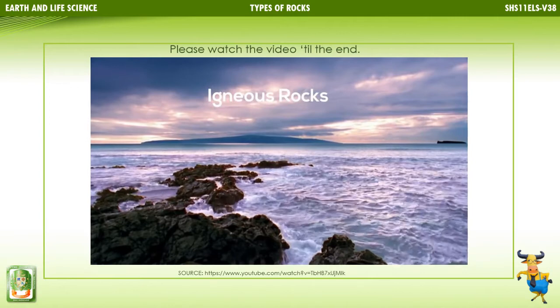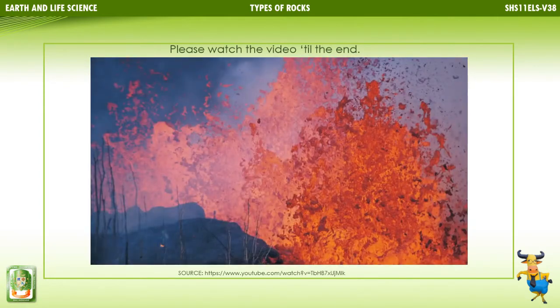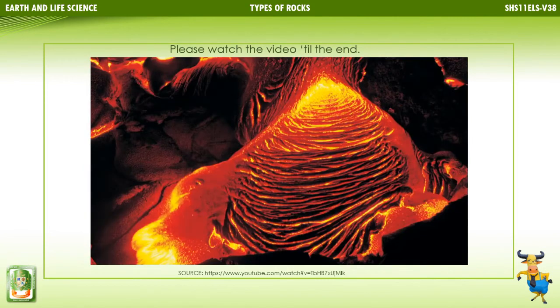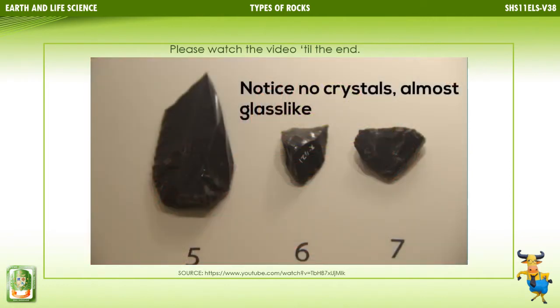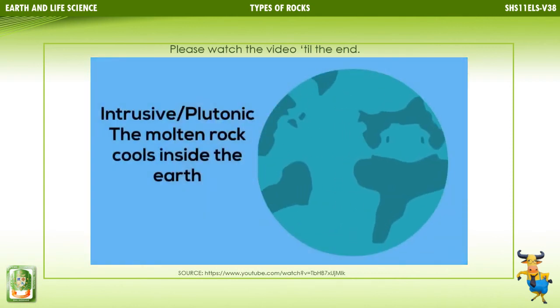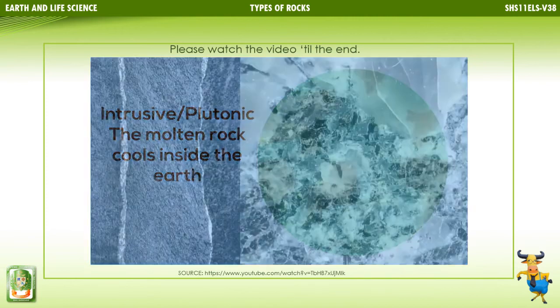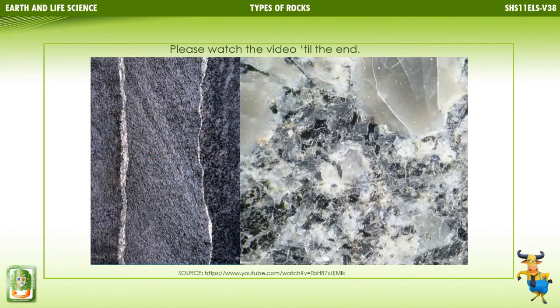Igneous rocks are formed when magma or molten rock cools. This magma can either flow to the surface of the earth and cool quickly, and these rocks are called extrusive or volcanic igneous rocks, and they generally have very small crystals. Or they can cool inside the earth, and these are called intrusive or plutonic rocks, and they generally have larger crystals than the extrusive igneous rocks.